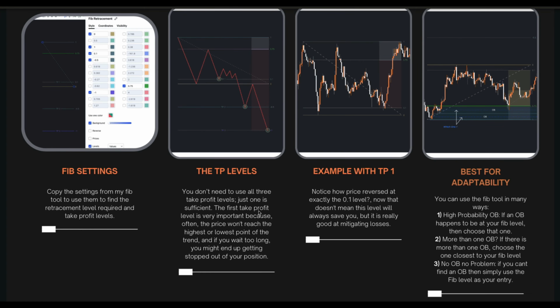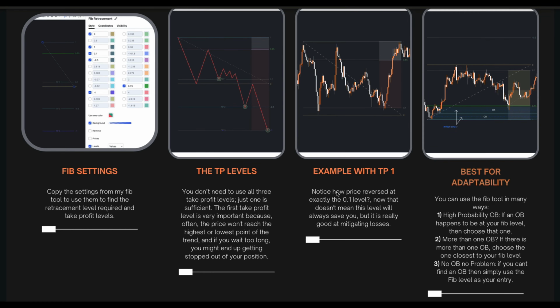So the first take profit level is very important because often the price won't reach the highest or lowest point of the trend. And what I mean is it won't always go past this low, right? So I'll explain in a little bit. And if you wait too long, you might end up getting stopped out of your position.